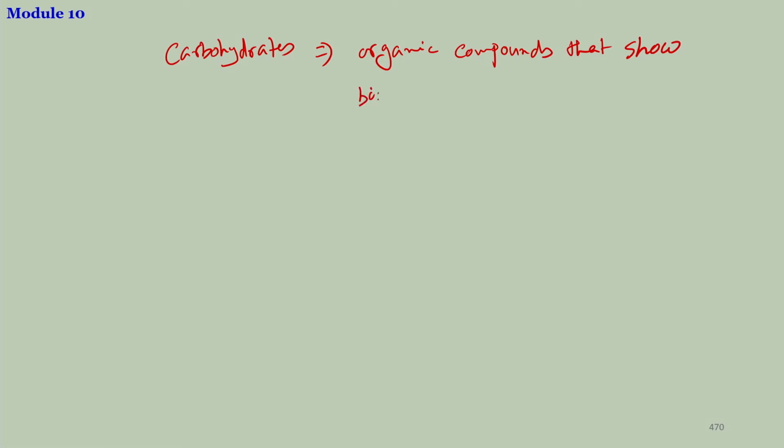So in general, carbohydrates are organic compounds that show biological applications. Not only that, they are themselves biomolecules. They are the molecules that are abundant in the biological system.